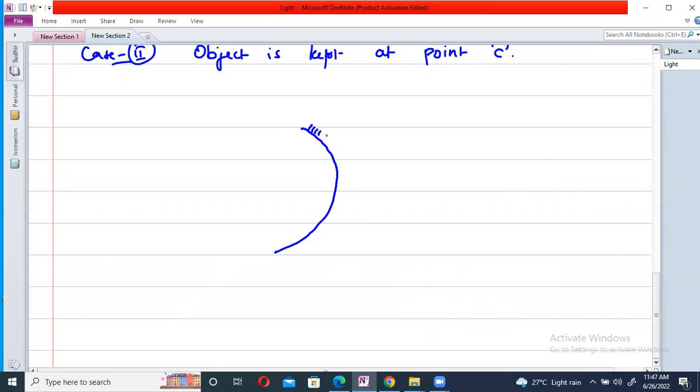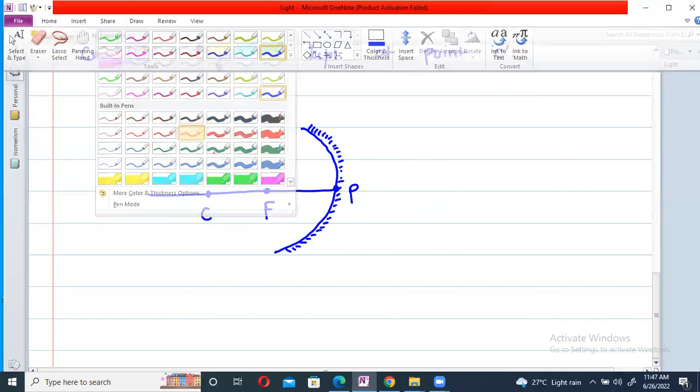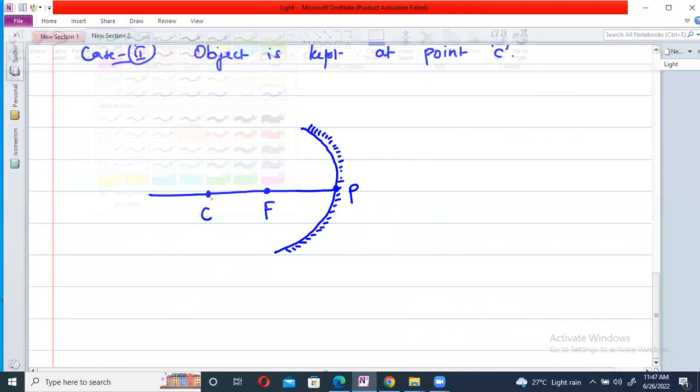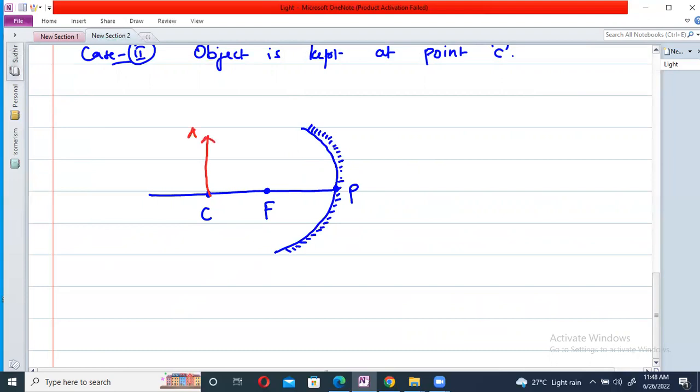This is a concave mirror. This is the point P, the pole. This is the focus F. This is the point C, the center of curvature. And I'm going to keep the object at the point C. I should show the color of this object also. It will look better in red color. And this is the point P.